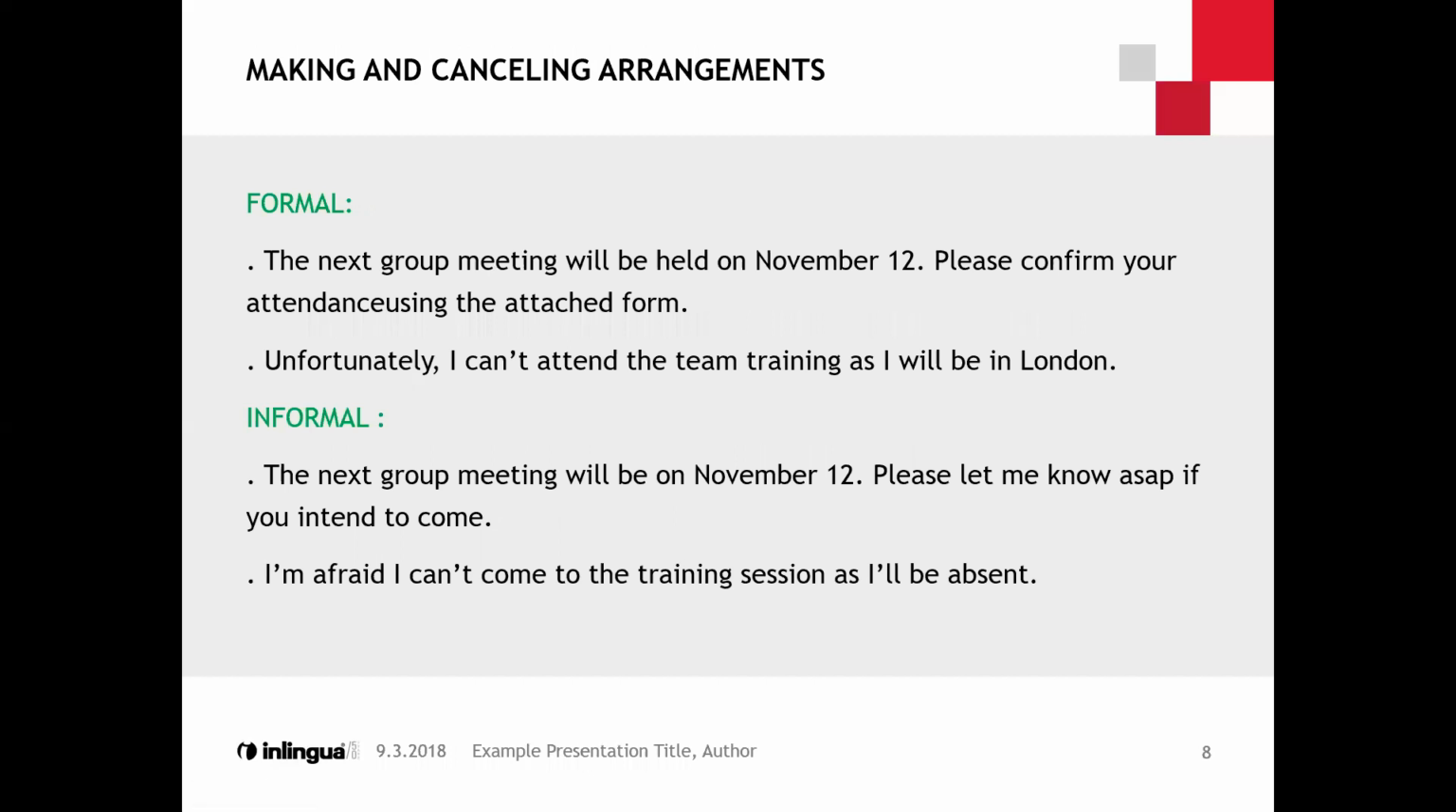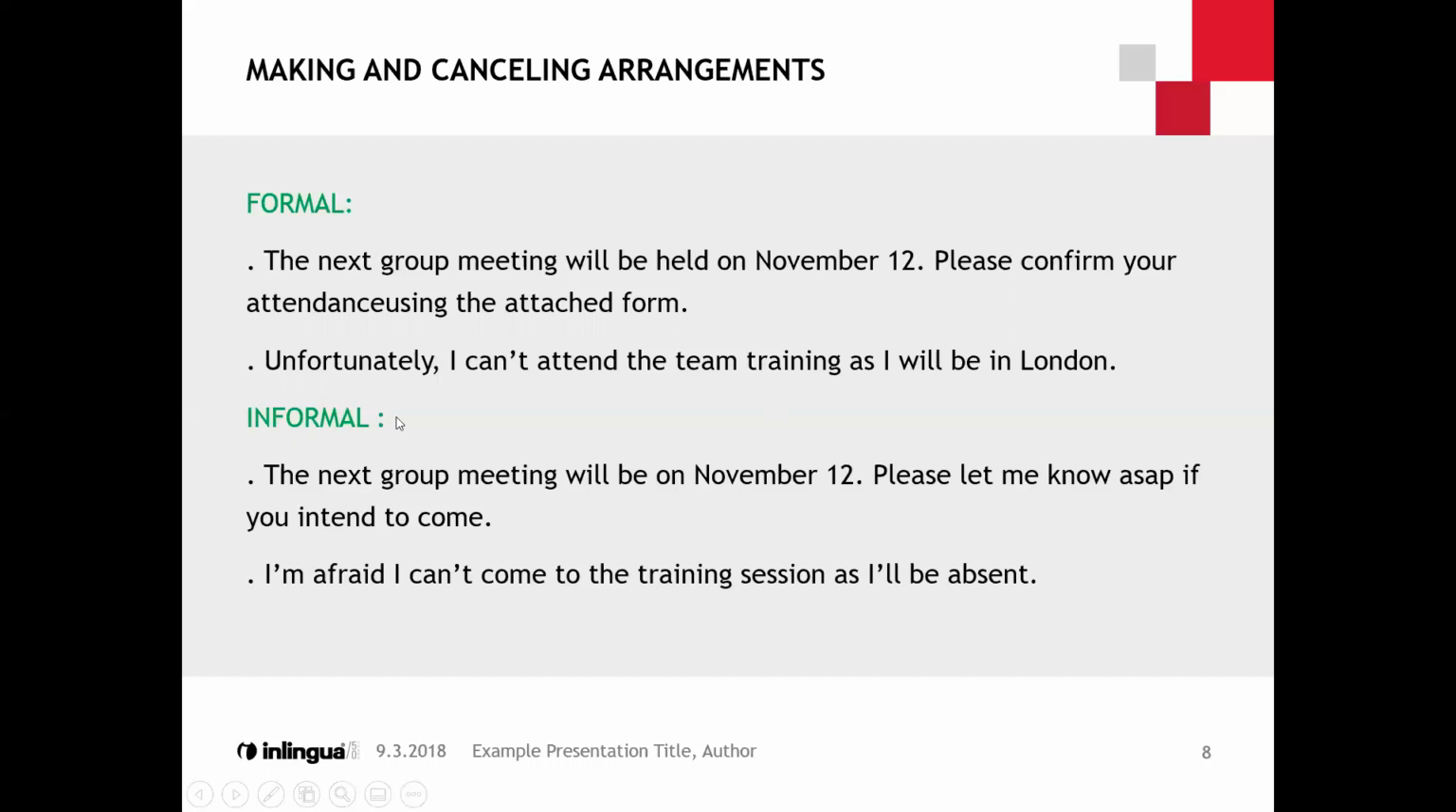Then we have, for example, making and canceling arrangements, both in formal and informal ways. If we talk about formal, we can say, "The next group meeting will be held on November 12th. Please confirm your attendance using the attached form." Or, "Unfortunately, I can't attend the team training as I will be in London." So these are, let's say, different formal ways of saying that you cannot or you can attend a specific meeting.